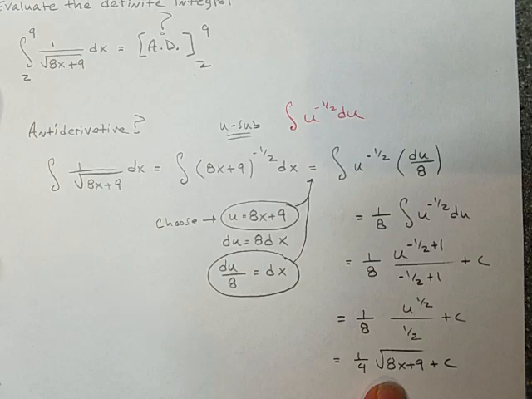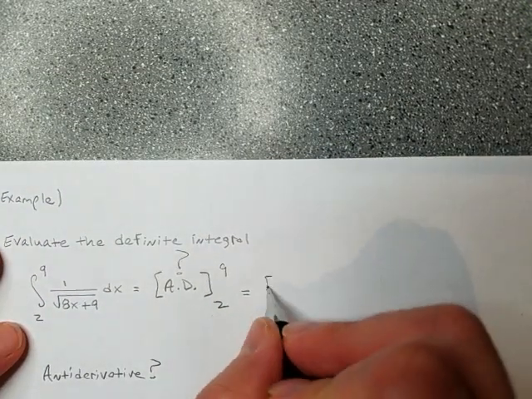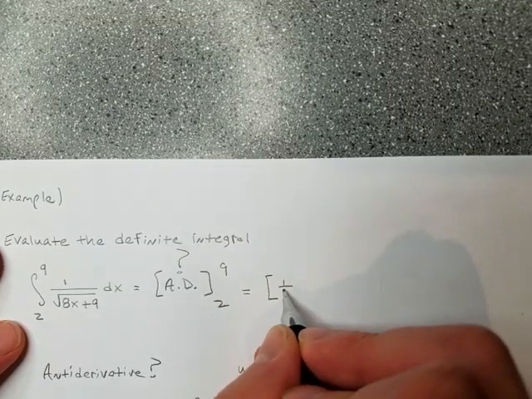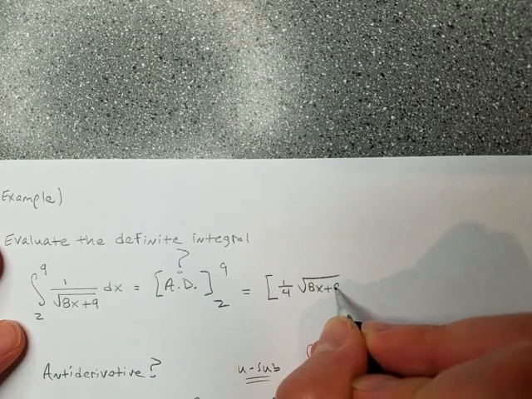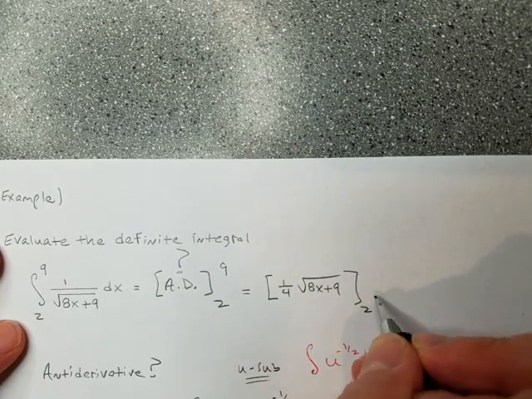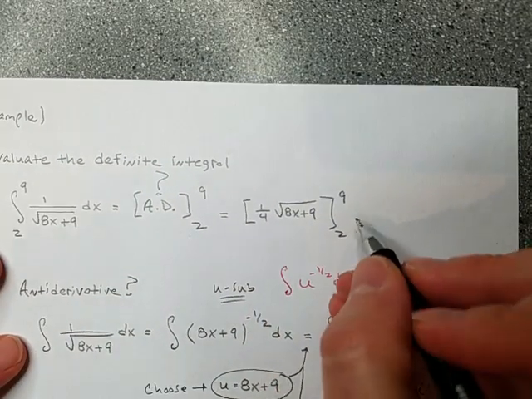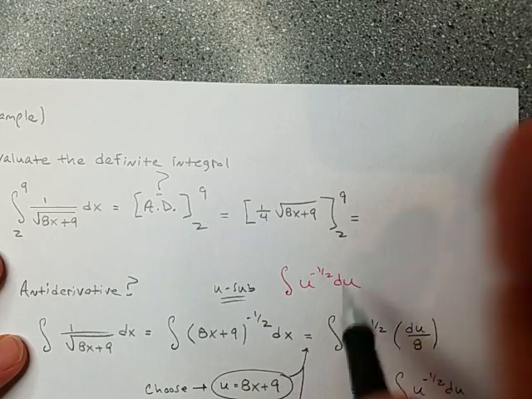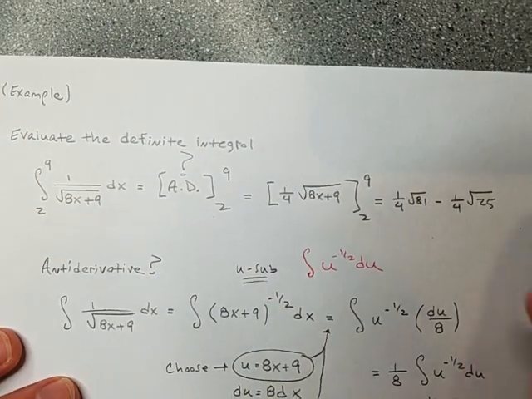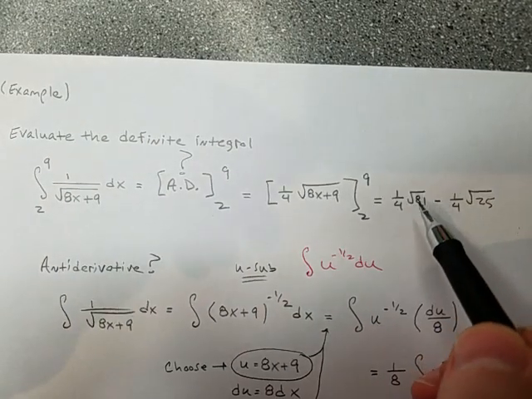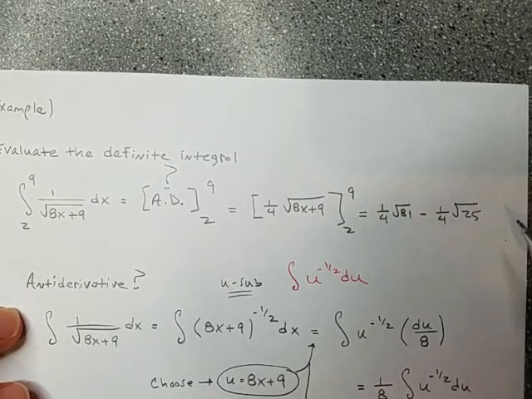So here goes. I'm going to go back up here. Okay, I needed the antiderivative. So, all right, I got 1/4 root 8x plus 9, evaluated from 2 to 9. Okay? So now I'll do a little bit of the math in my calculator. I'll write down what I get, but there's the antiderivative so far. All right, so with 9, we'll get 1/4 root 81, and with 2, we'll get 1/4 root 25.